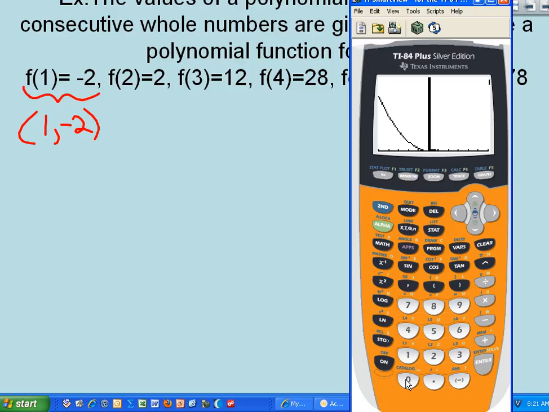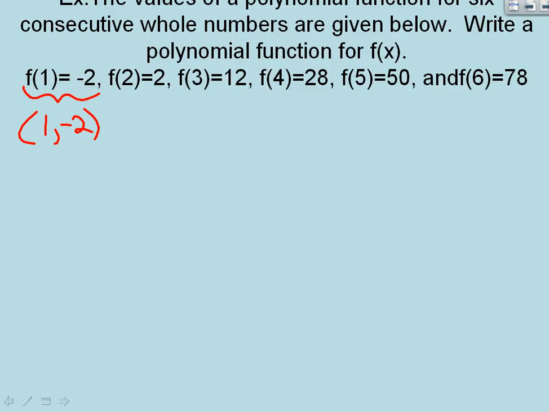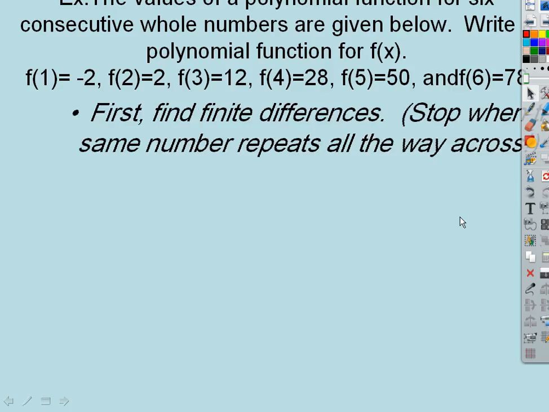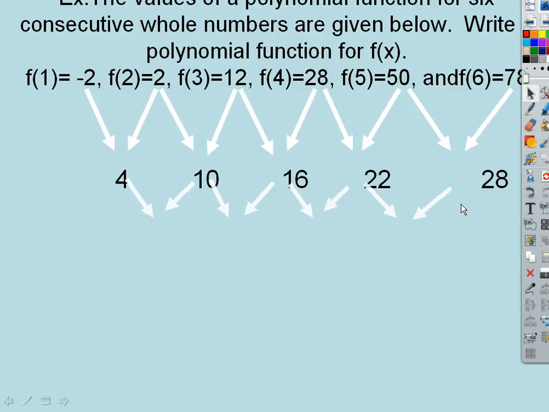Back to this topic here, how can we use what we just talked about to help us out in this case? Well, what we can do is calculate the differences. If I calculate the first order differences in this case, what do I get? Well, 2 minus negative 2 is 4, 12 minus 2 is 10, etc. So my first order differences were these numbers. The second order differences, though, look what happens. The second order differences are constant.